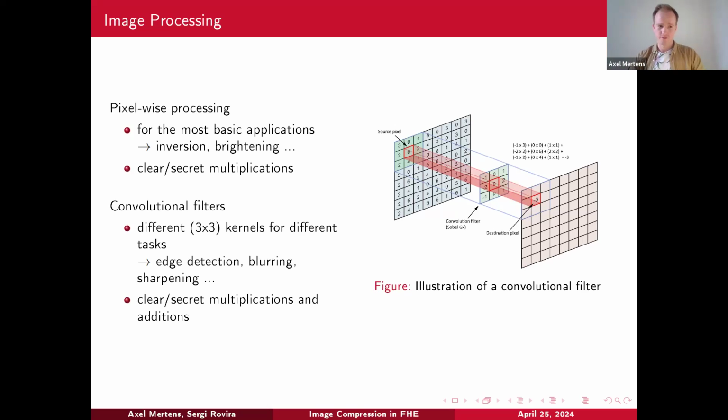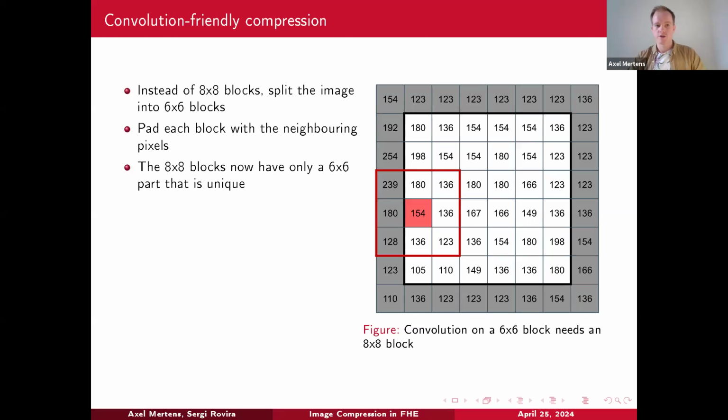The second and slightly more complicated option is to use convolution filters. So then you usually have a 3x3 filter or a kernel that can be used for different tasks such as edge detection, blurring, sharpening, etc. So in that case, if what the server does is clear, then you just have clear multiplications and additions. Okay. The problem, though, is that for these convolutions, you do need the neighboring pixels.